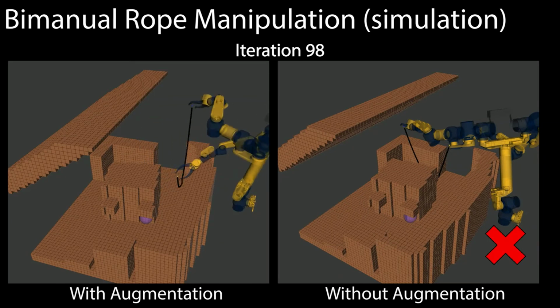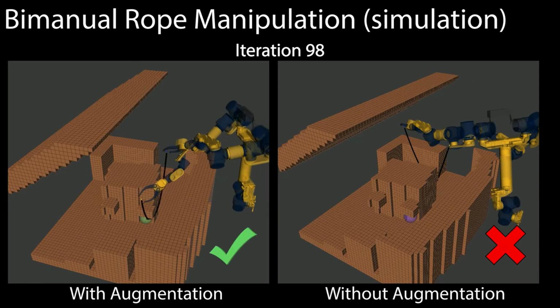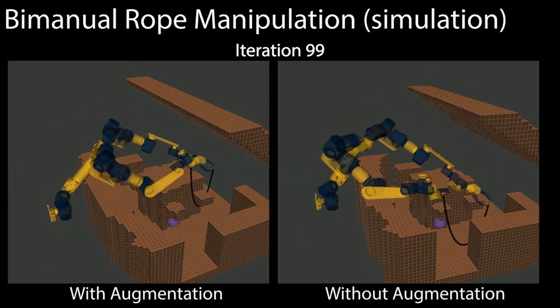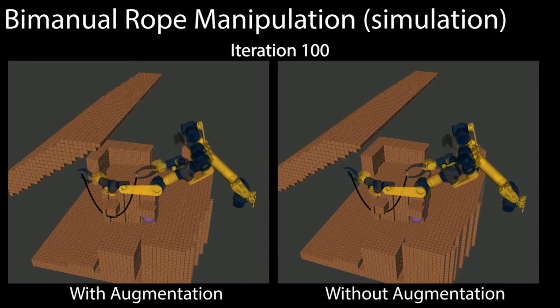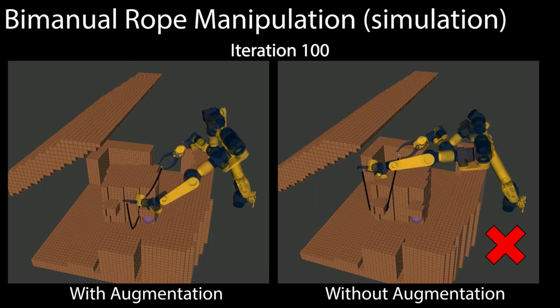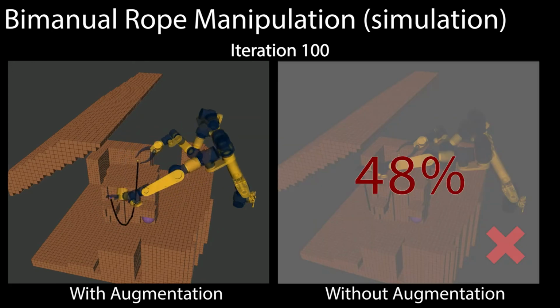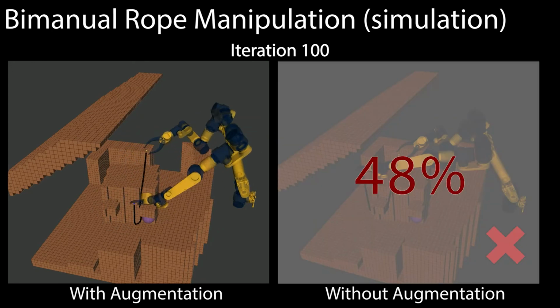Initially, both methods fail to reach the goal, but the method using our augmentation succeeds earlier and more often. If we analyze the success rates averaged over the final 10 iterations, we find that without augmentation, the success rate is 48%, but with augmentation, the success rate is 70%.